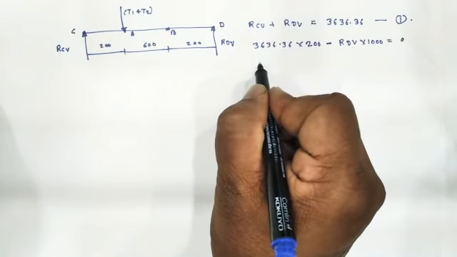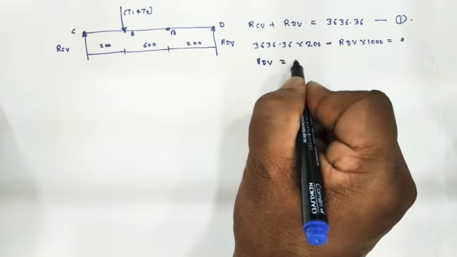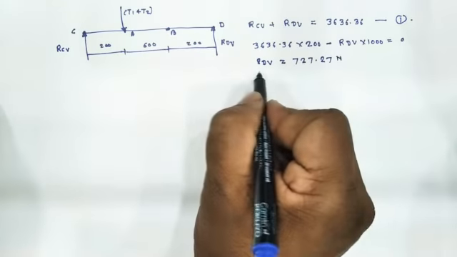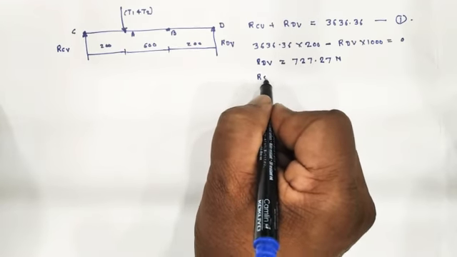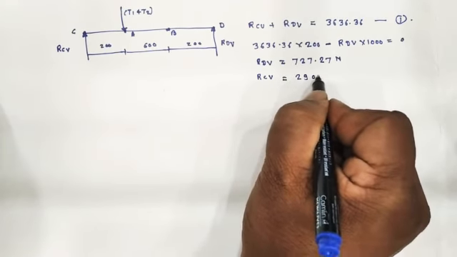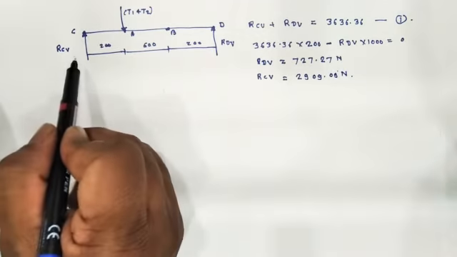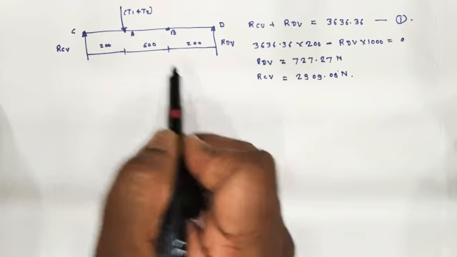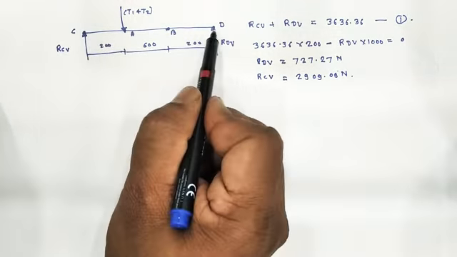With this, we have the first bearing reaction RDV is equal to 727.27 Newton, and that of RCV is equal to 2909.09 Newton. We have the bearing reactions for this vertical loading diagram, and our aim behind this is to calculate the bending moment at these 4 locations.